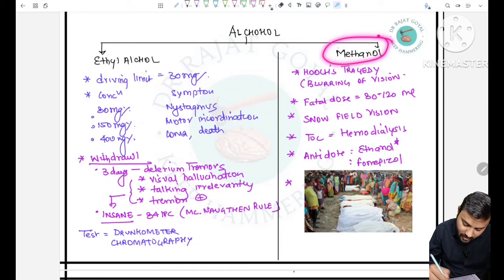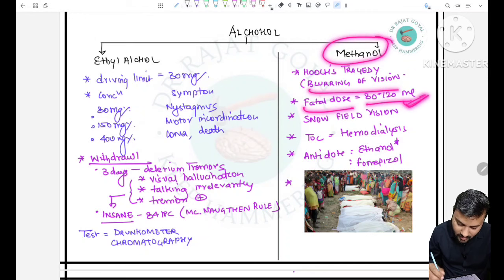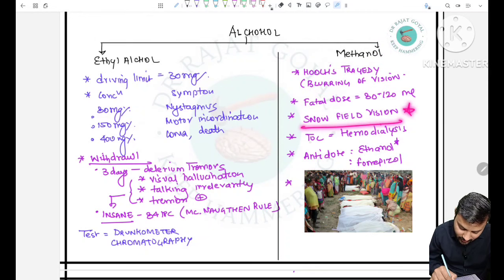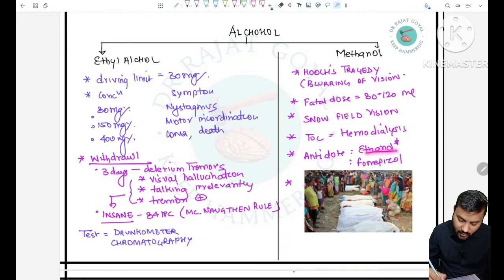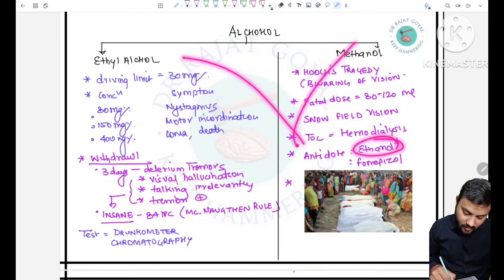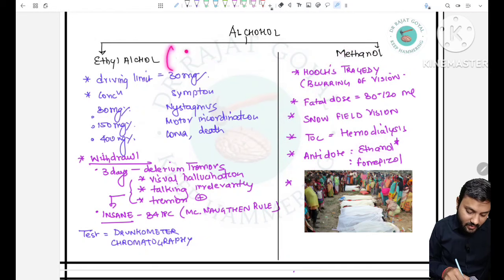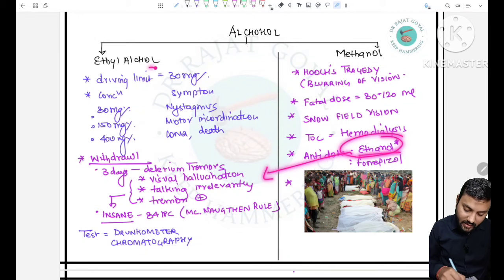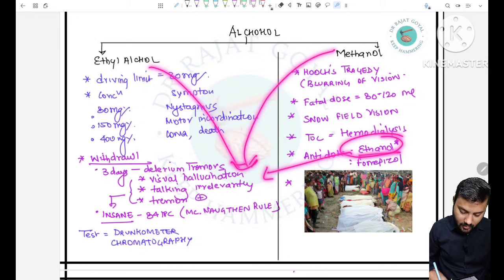Methanol will lead to blurring of vision, and the fatal dose for methanol is very less, which is 80 to 120 ml, and no field vision will be there. Treatment is hemodialysis, no other treatment is there. And for the antidote, we can give ethanol or fomepizole. Ethanol is given for methanol poisoning because they both use the same enzymes, and ethanol is less toxic. So when methanol poisoning is there, we will give ethanol so that ethanol can use all the enzymes, and methanol will not be used to make formic acid.